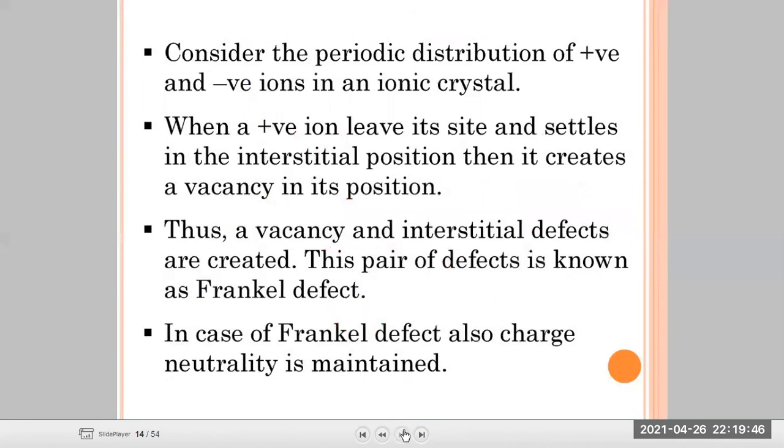So let us consider the actual arrangement of the distribution of cation and anion in an ionic crystal. When a positive ion leaves its site, it will definitely settle in an interstitial position. What is the meaning of interstitial? See, if there are two atoms, one by one, and two persons are sitting in between, there will definitely be space. In this particular corona period, you can see this. You will not sit with your friend, right? We are maintaining a distance of 1 meter. So there is some space in between the two friends, right?